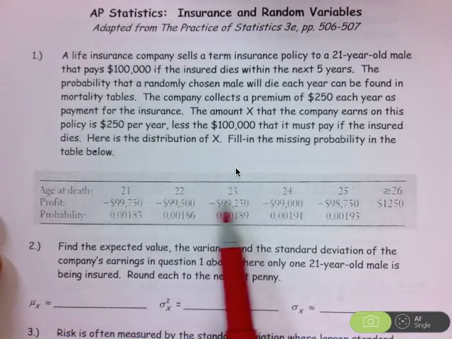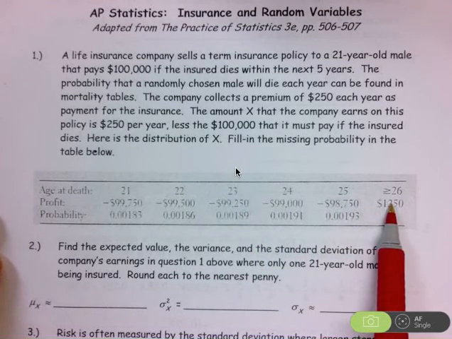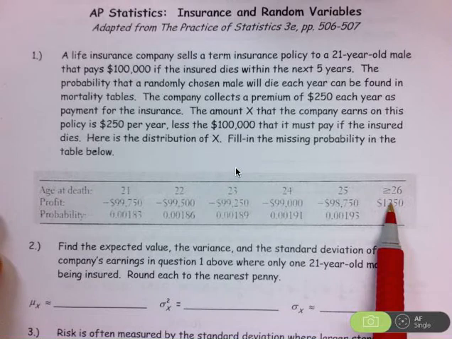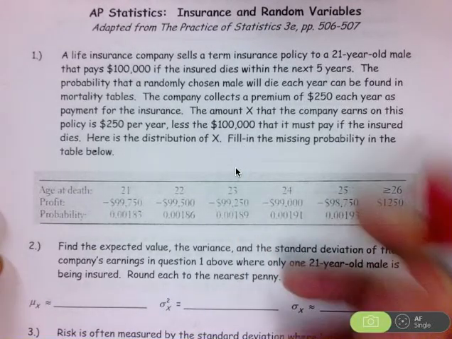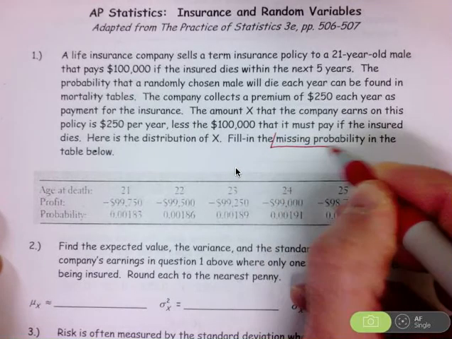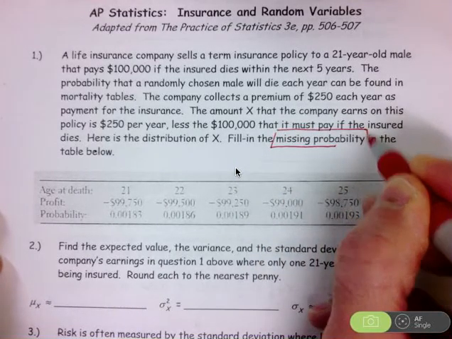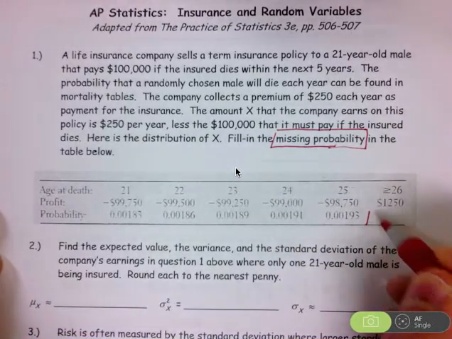So here are the different outcomes. Here are the different amounts of earnings. Notice 5 of them are negative. The 6th one is positive. So it's important that you read the setup also to make sure that you actually start the question. You have to find the missing probability in this table. The missing probability is right here.